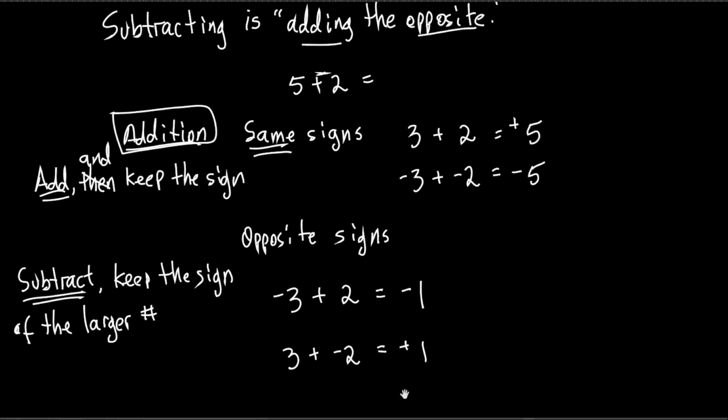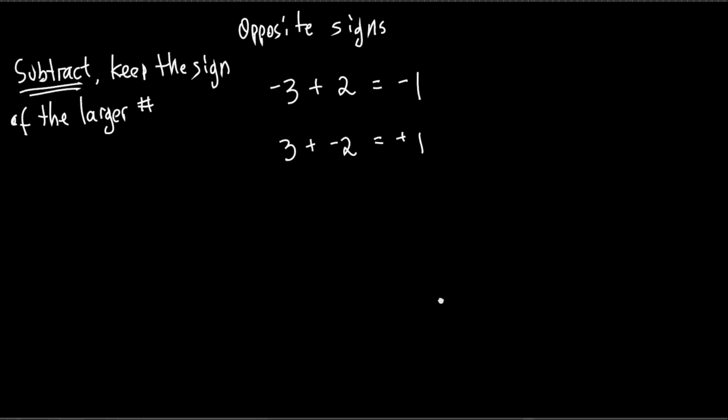Everybody good? All right. So now that's the teaching part. Let's do a couple examples. And I'm taking these right from the worksheet, okay? I'll give you the worksheet when I'm finished teaching this. So let's do this one. Let's do number 2. So it's negative 14.